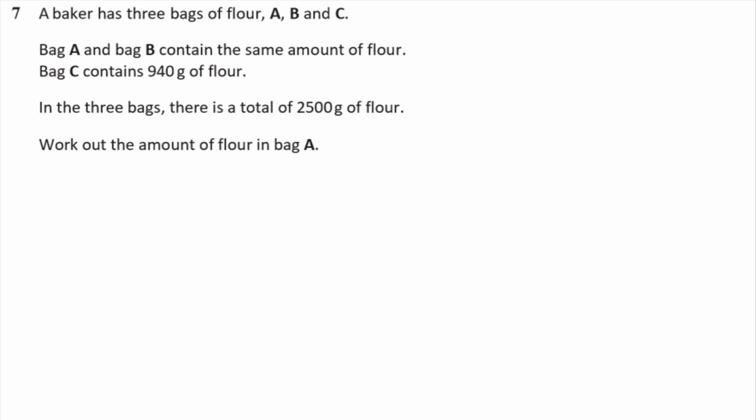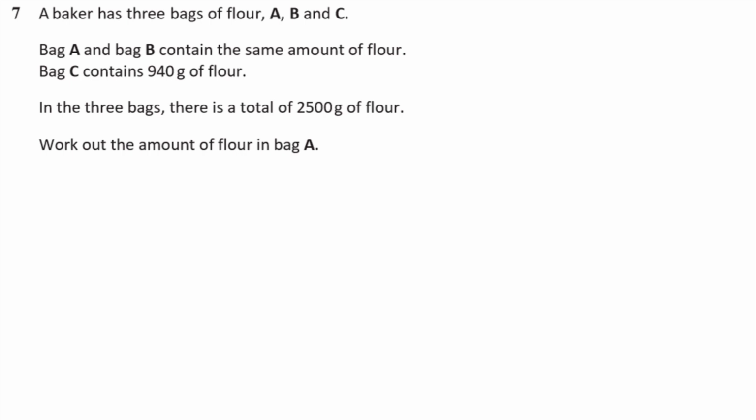Question 7. A baker has 3 bags of flour, A, B, and C. Bag A and bag B contain the same amount of flour, and bag C contains 940 grams of flour. In the 3 bags, there is a total of 2,500 grams of flour. Work out the amount of flour in bag A.